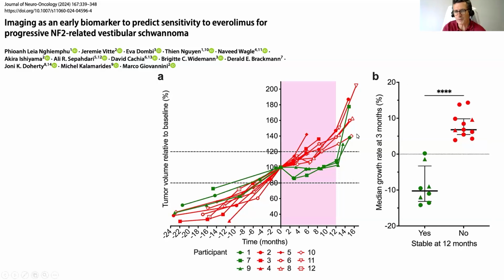And this is a paper with the same result published by the UCLA team, showing that you can follow after 3 months if the MRI shows a decrease of 10% in the size of the vestibular schwannoma. It's a good indication for stabilization at 12 months. So you can give everolimus, and at 3 months, if the MRI shows decrease of the schwannoma, you can keep the patient under everolimus for many years. And then, when it's not working anymore, you can switch to Avastin.